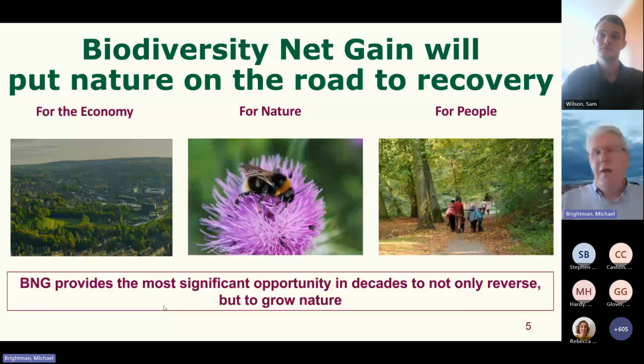What we're likely to see is more green areas on and around developments, and biodiversity net gain provides the most significant opportunity in decades to not only reverse the harm to nature, but to grow nature.